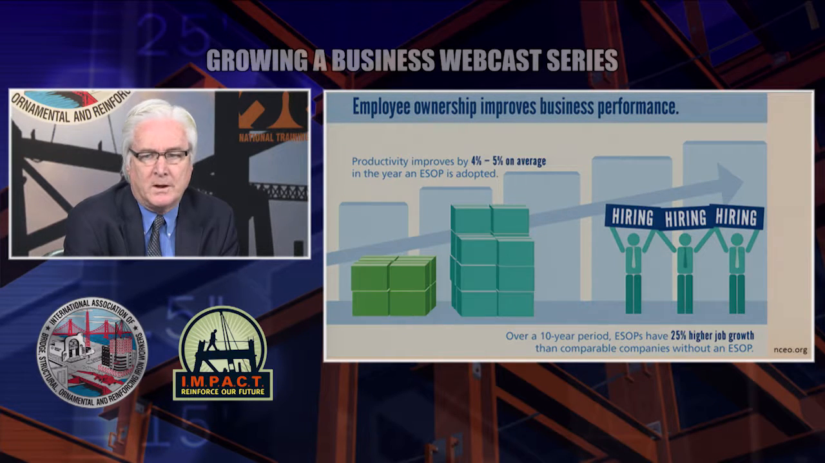How do these companies work? Well, this is a slide from a group called the National Center for Employee Ownership, which is based in Oakland, California. I'd recommend nceo.org. People spend time on that website. They have conducted research or worked with academics at Rutgers University and Harvard University and various places around the country and done studies that show that productivity improves by 4 to 5% on average in the year an ESOP is adopted. And over a 10-year period, ESOPs have a 25% higher job growth than comparable companies without an ESOP.